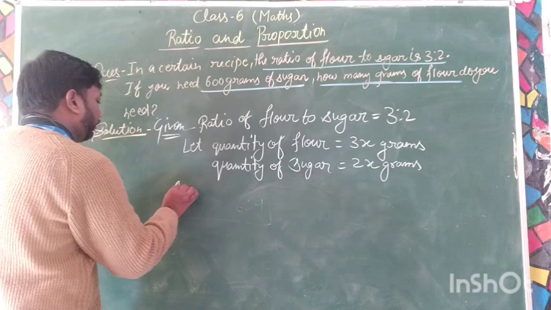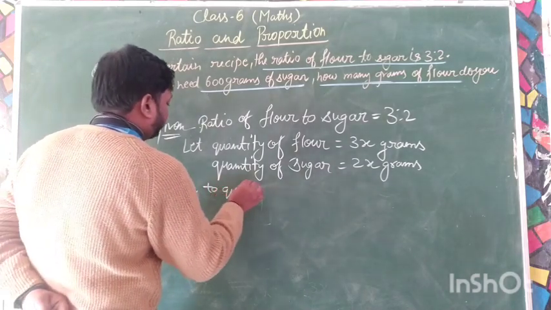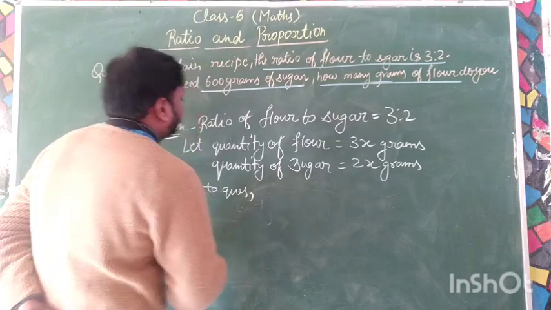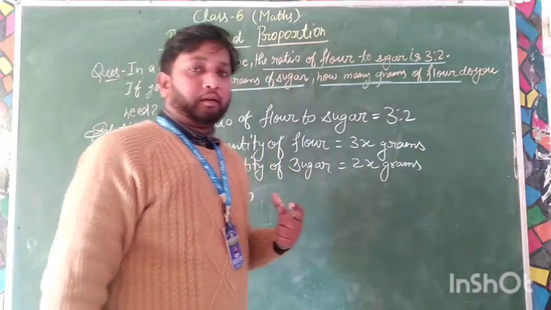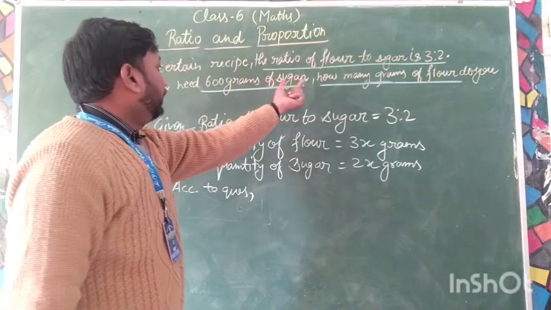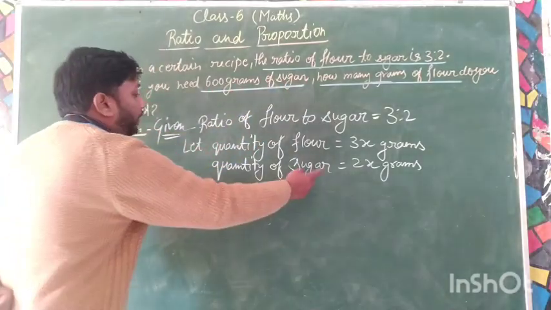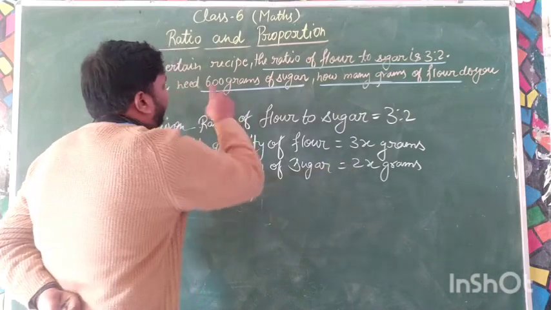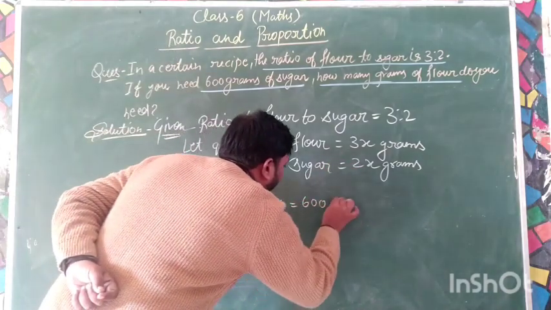Now according to question, if we go according to question, we have assumed that quantity of sugar is 2x, but in that question the quantity of sugar is given that is 600 grams. So we compare both 2x and 600 and we write 2x equal to 600 grams.